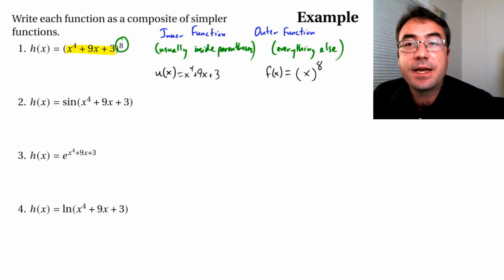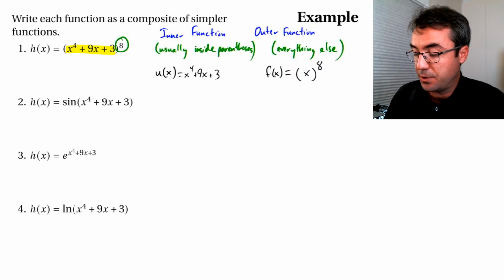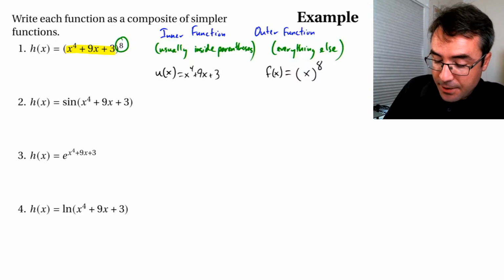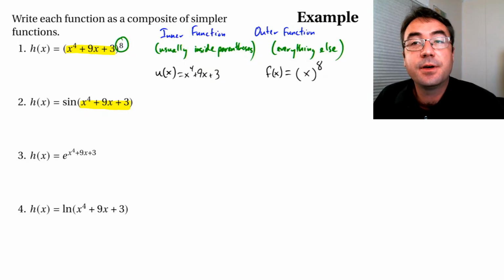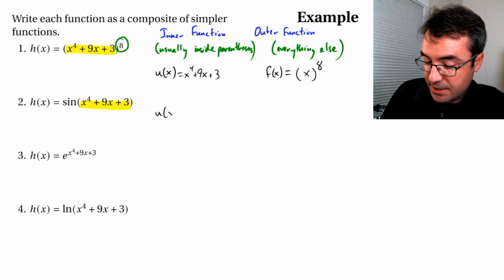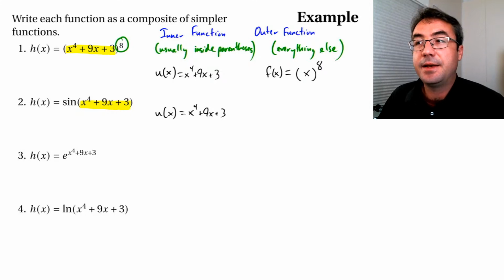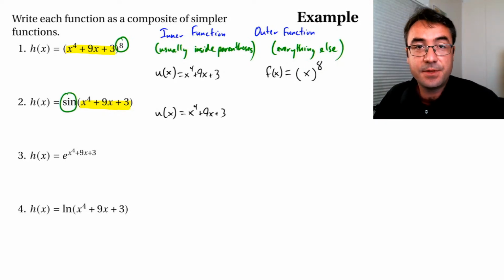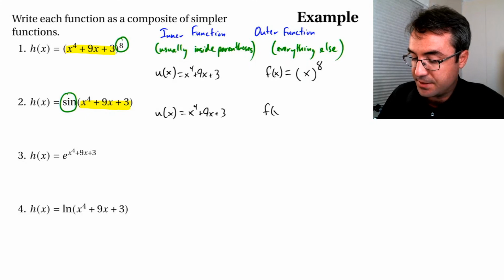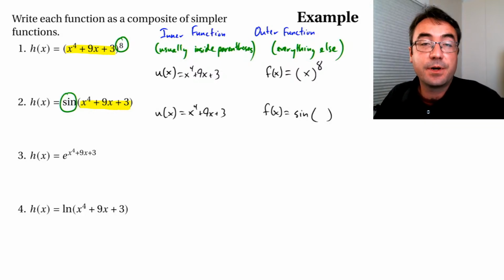Let's try it for the next one. So the next one, we have sine of x to the 4th plus 9x plus 3. We want to break this one apart into 2 simpler functions, an inner and an outer. Again, we see parentheses. So usually our inner function is those terms inside the parentheses. So we're going to let u of x in this case equal x to the fourth plus 9x plus 3. And then the outer function is everything else. And so everything else here is the sine. So f of x is going to be sine of whatever, and to give it a variable, we'll give it variable x. So it'll be sine of x. That's our outer function.